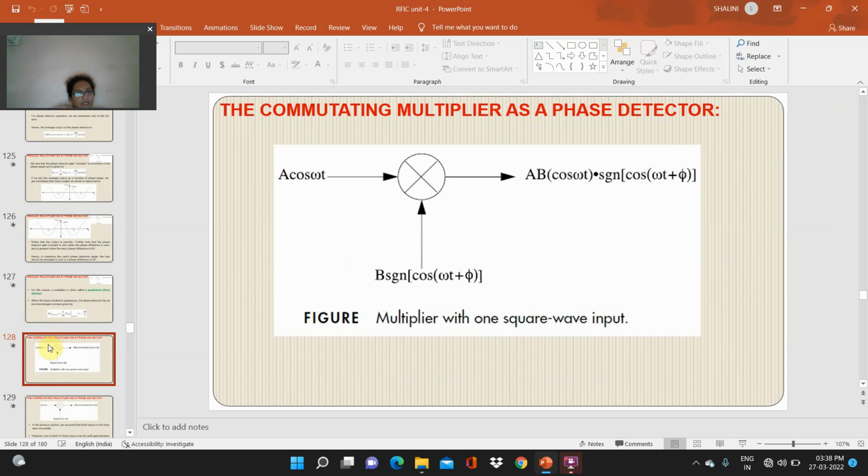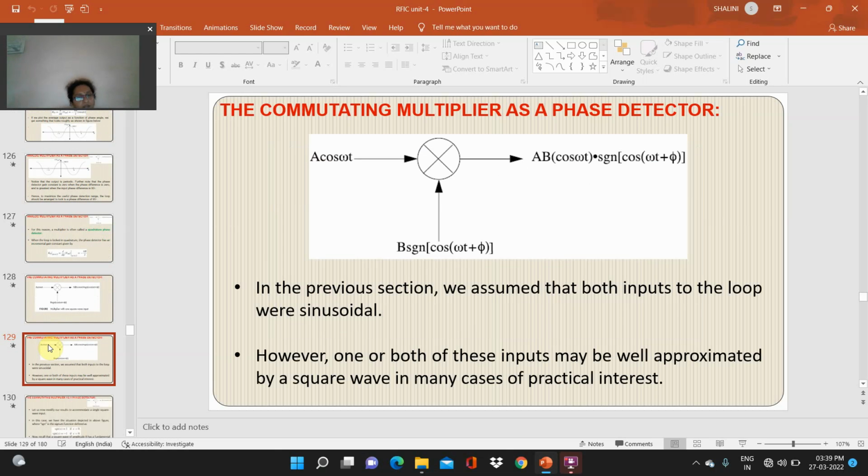The commutating multiplier as a phase detector. So here A cos omega t and B sgn of cos(omega t plus phi) are both multiplied together. A cos omega t and B sgn of cos(omega t plus phi) are both mixed, and the result is AB cos omega t into sgn of cos(omega t plus phi).